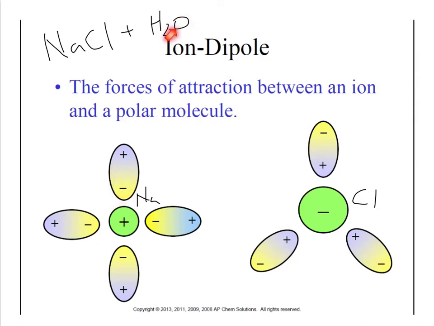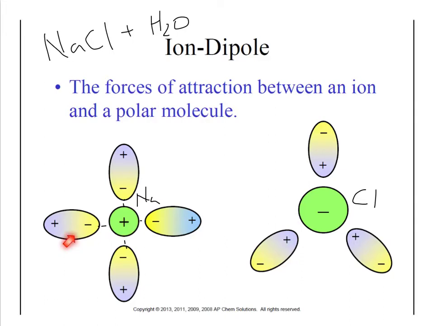So the negative oxygens on the water would be attracted to the positive sodiums, and the positive hydrogens are going to be attracted to the negative chlorines. And so what we get then is a force that's going to hold these guys together, and that would be an intermolecular force, because it's the force between these two molecules.